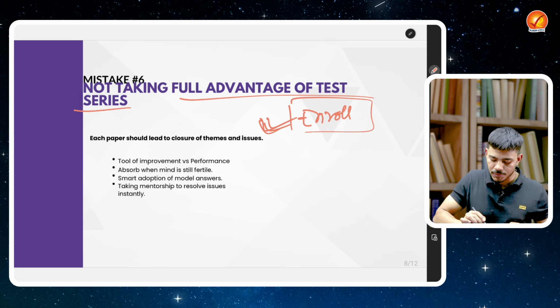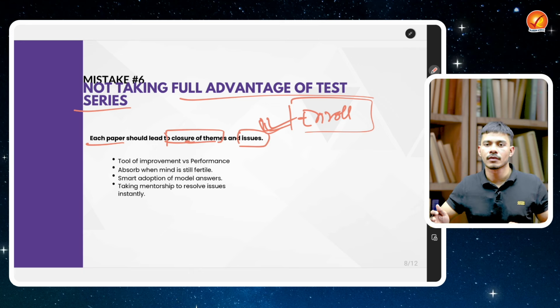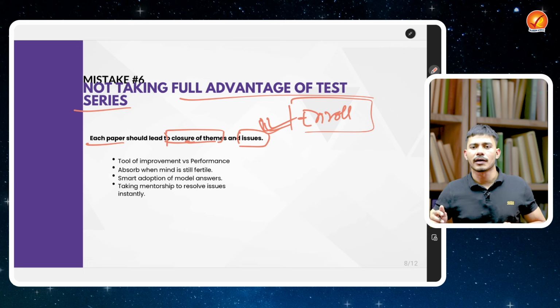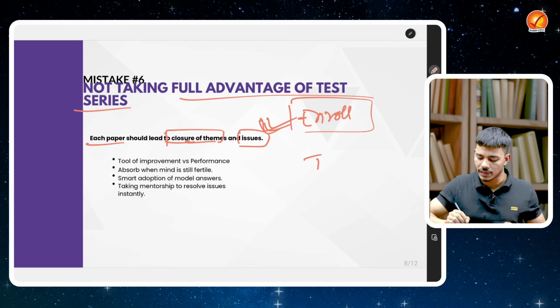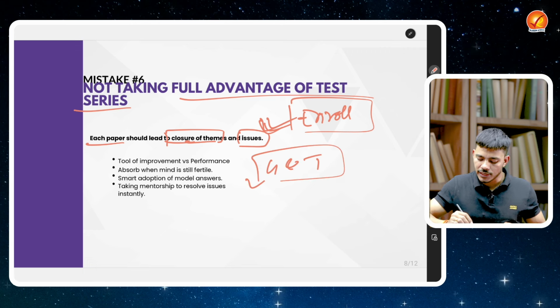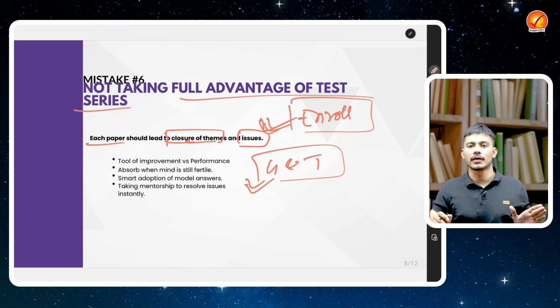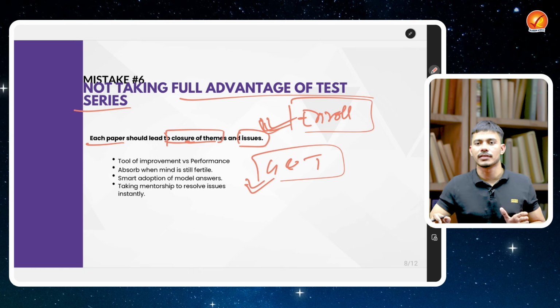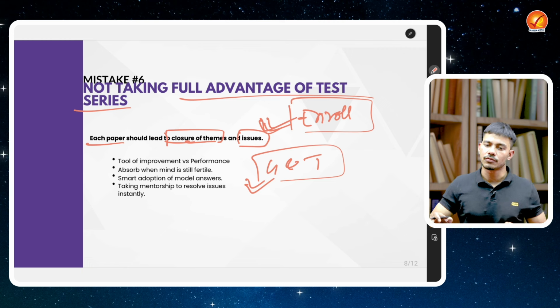What I mean by that is that each paper should lead to closure of themes and issues. For example, if you are giving a test of GS paper 1, and you get a particular question from modern history, say, a comparison of Gandhi and Tagore, then that particular topic should be properly prepared. Irrespective of whether you are able to write a good answer in that test or not, after giving that test, if that issue has been asked, you should make sure that now that comparison you have prepared very well.